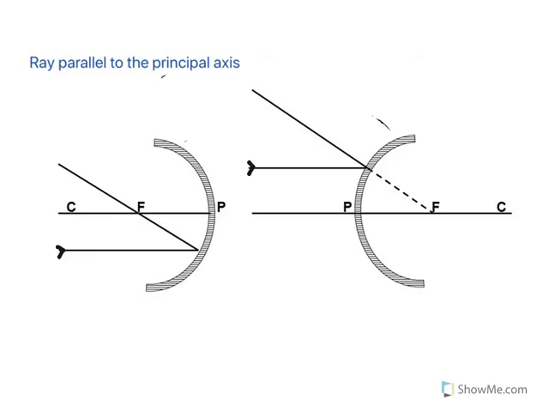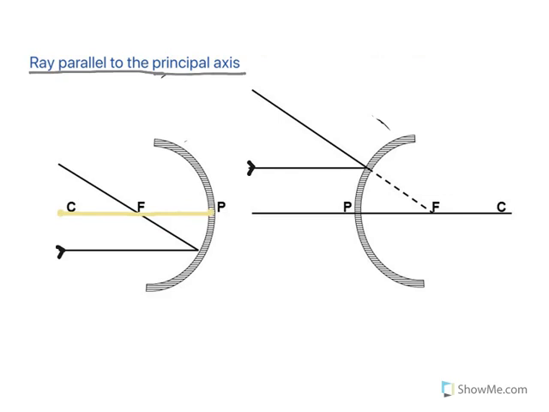Before we learn the ray diagrams, let us first learn the behavior of certain rays. First we learn a ray parallel to the principal axis. Here is the principal axis. So this is the principal axis, the line passing through the center of curvature and the pole.